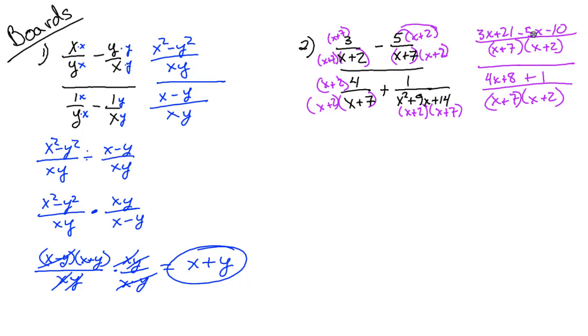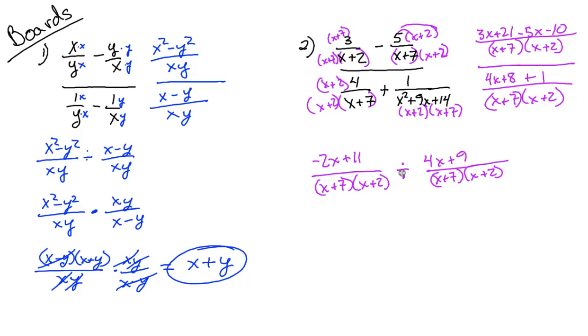This is 3x minus 5x is a negative 2x plus 21 minus 10 is positive 11 over x plus 7 times x plus 2. And instead of a big fraction bar, let's write the division sign, which is indeed a fraction bar with this guy on the top and the other guy on the bottom. And we get 4x plus 9 over x plus 7 times x plus 2.